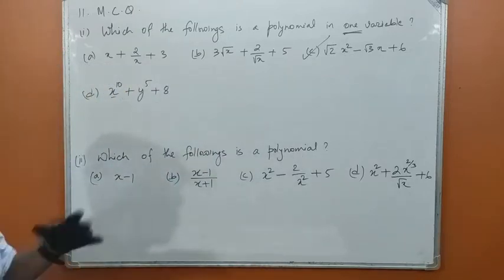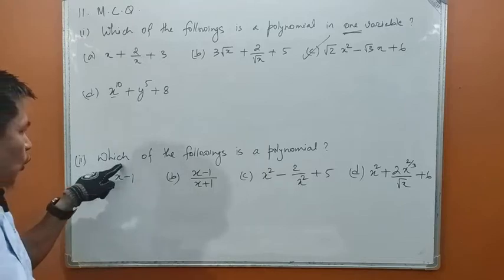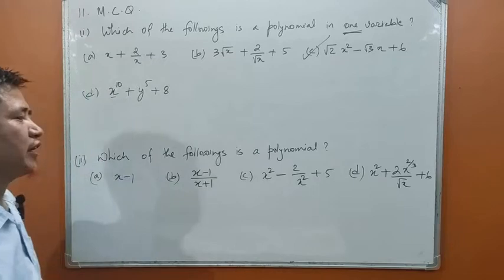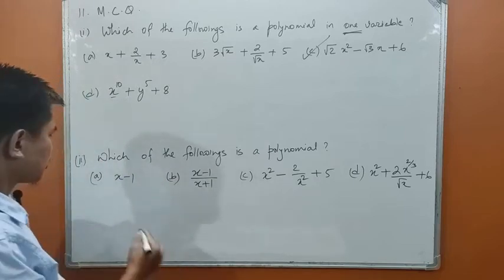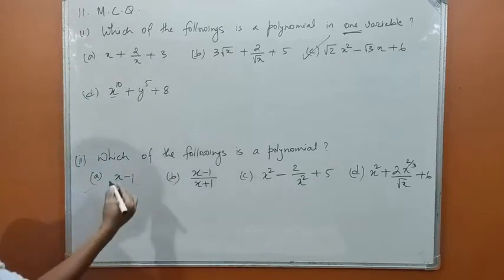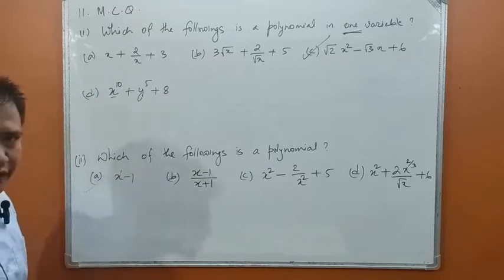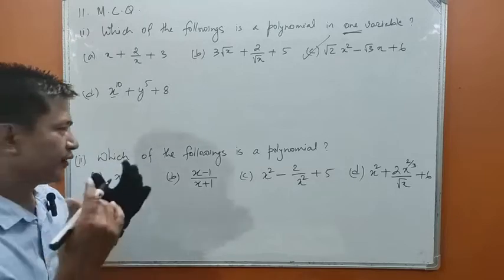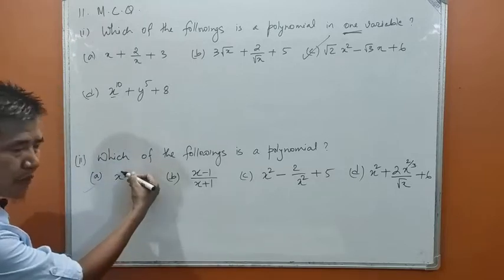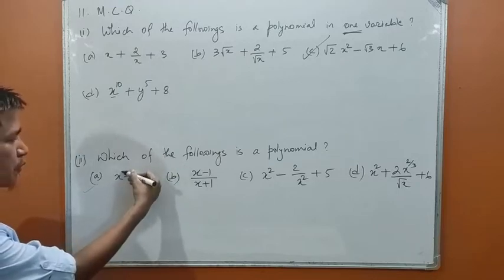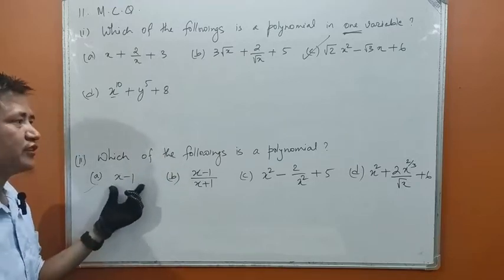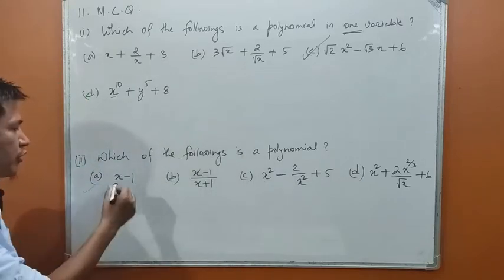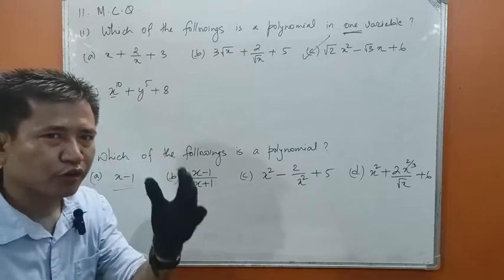Now let's move on to the next question, number 2. Which of the following is a polynomial? We are asked to identify which of the following is a polynomial. So this is a polynomial because the power of the variable is a positive integer. If there is no power, then we can understand there is always plus 1 as the power. So the power of x is plus 1, so this is the answer, because the question was which one of the following is a polynomial, and this is a polynomial because the power of the variable is a positive integer.